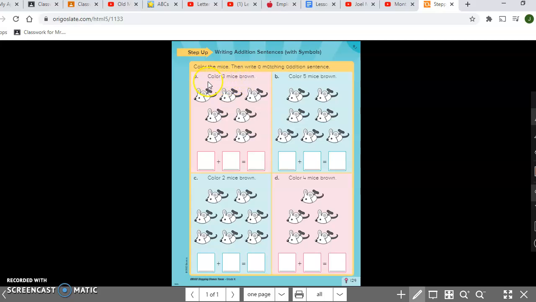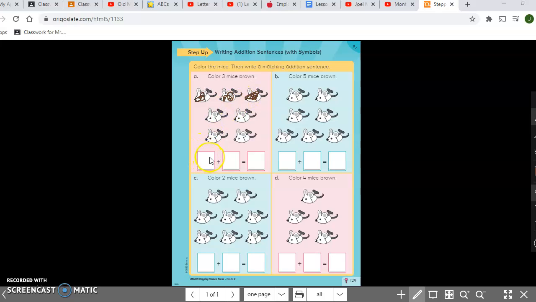So, first one, letter A, color 3 mice brown. Okay, so I'm not going to be able to do this as well as you can, but I'm just going to kind of put some little bit indicator of color. See, that's definitely not coloring, right? We don't do scribble scrabble in kindergarten, but that's what I can do here. So make those look really nice. Color those there. And then now let's look at the bottom part.